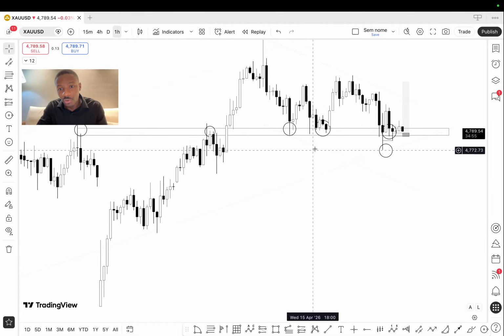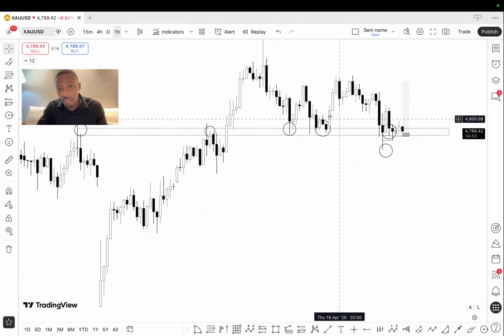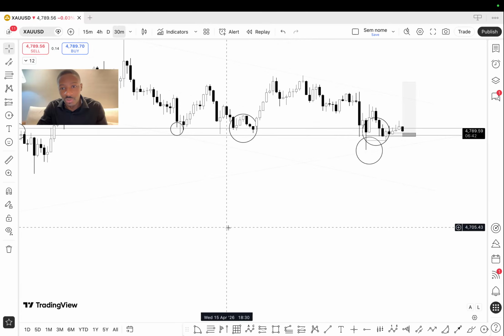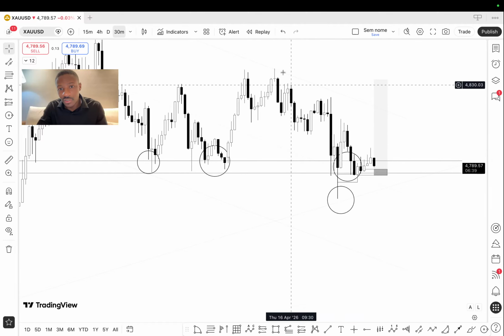How it looks like is as though price might go down. Reason being, price is strong bearish. This is bearish market structure on the 1-hour, and I believe that if I go from the 1-hour downwards to the 30 minutes, you'll realize that price has been breaking the levels here.